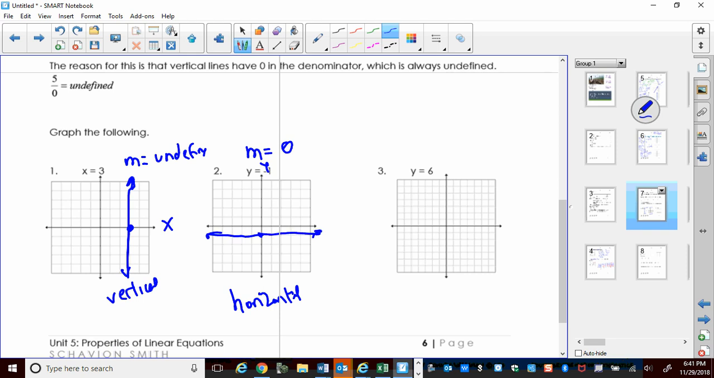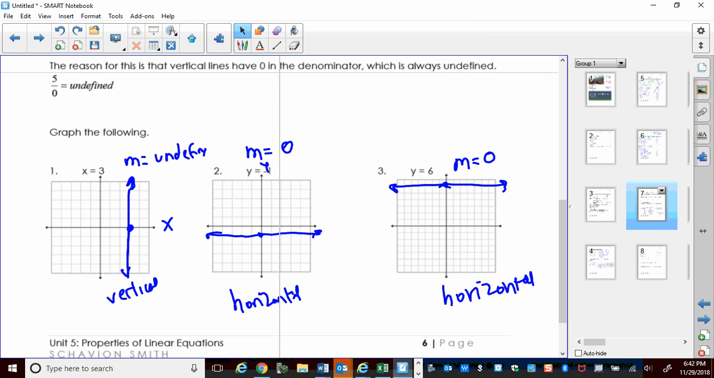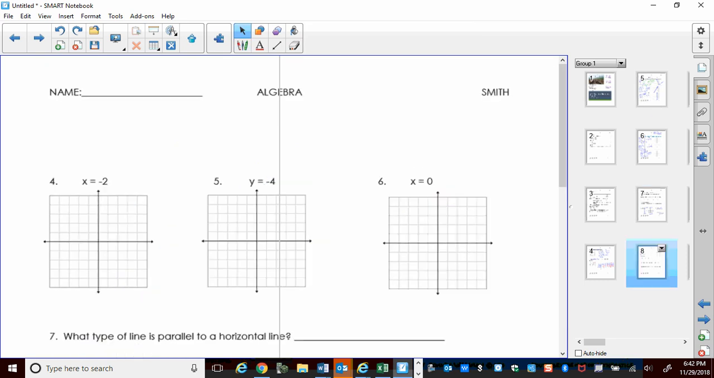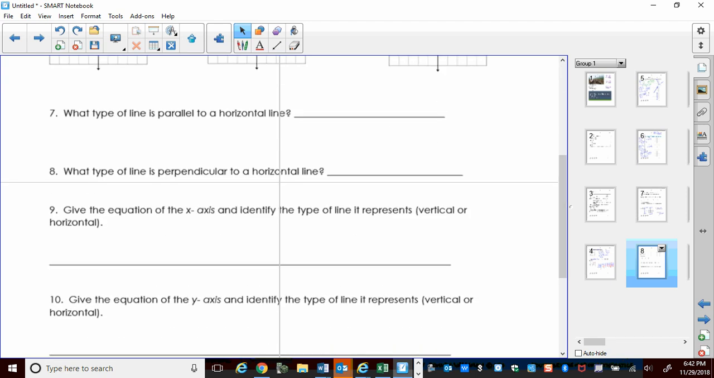Now I'm only going to do up to number 3, but it's expected that you finish the rest of them for homework. So y equals 6, I go to where y equals 6. Let's see, 1, 2, 3, 4, 5, 6. And this is a horizontal line. Horizontal lines have a slope of 0. So I'm just labeling a couple things. I write what the slope is, I graph the equation, and I write whether the line is horizontal or vertical.